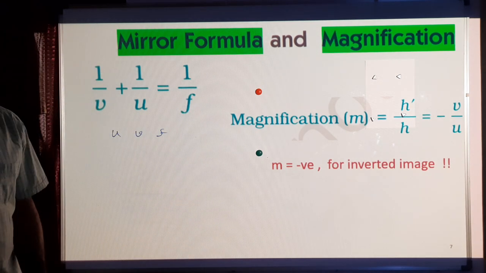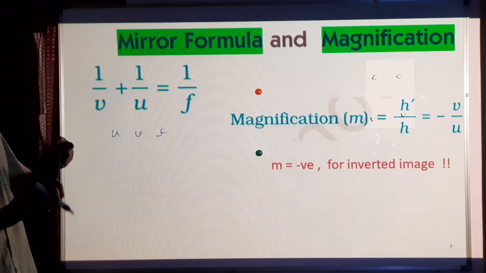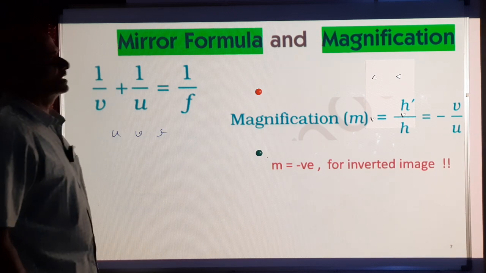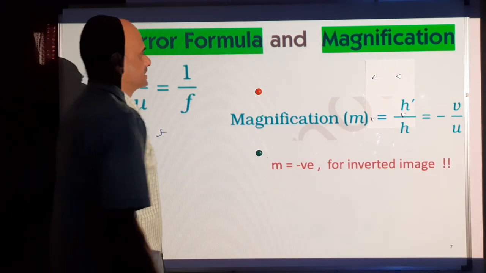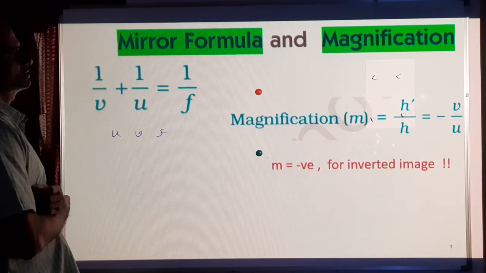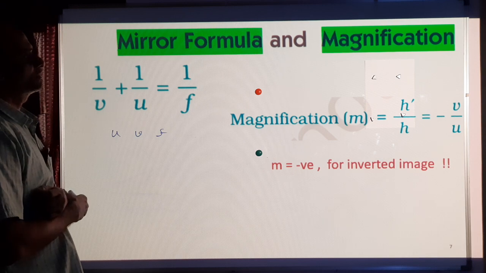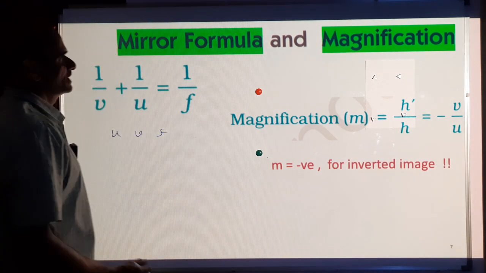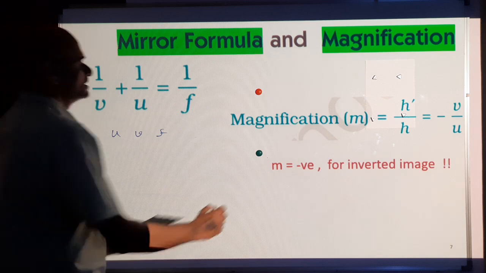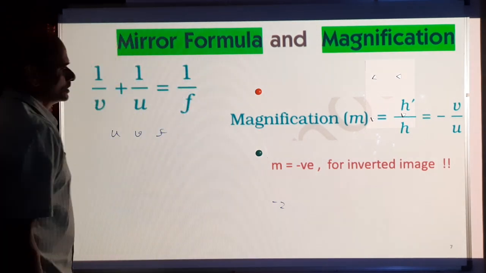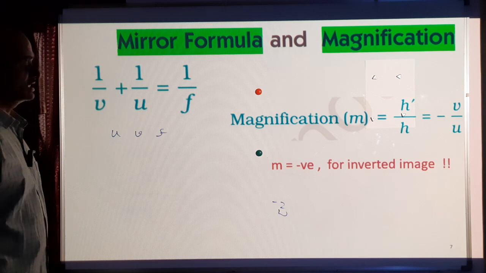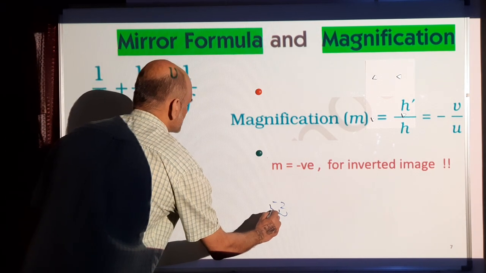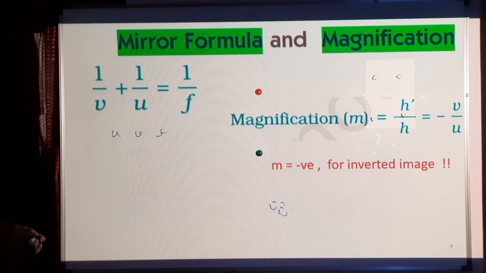And magnification is how big is the image compared to the object. For example, if the image is double the object, then magnification is 2. And one more piece of information is whether the image is inverted or erect. That can be conveyed by the sign of the magnification. If the image is doubled, but it's inverted, then the magnification is -2. 2 conveys the information that the image size is twice the object size, and this minus sign conveys the information that the image is inverted. And for a spherical mirror, it is defined as minus v by u.